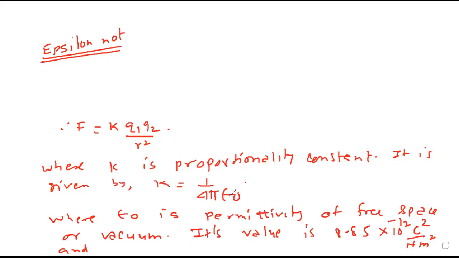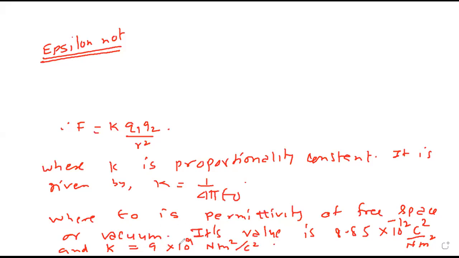So epsilon naught will have unit. 4 pi is a multiplier. Epsilon naught value is 8.85 into 10 raised to minus 12. Unit is Coulomb square upon Newton meter square. And K, when you substitute here, equals 9 into 10 raised to 9 Newton meter square upon Coulomb square.